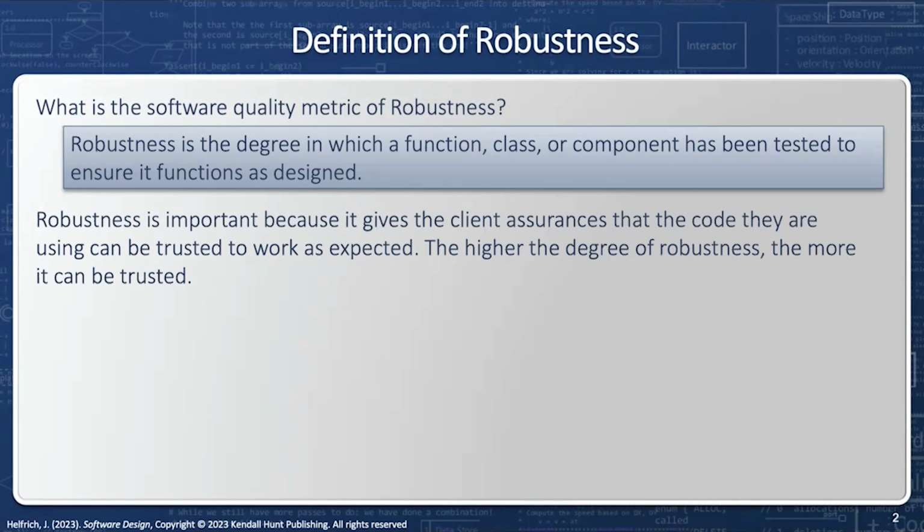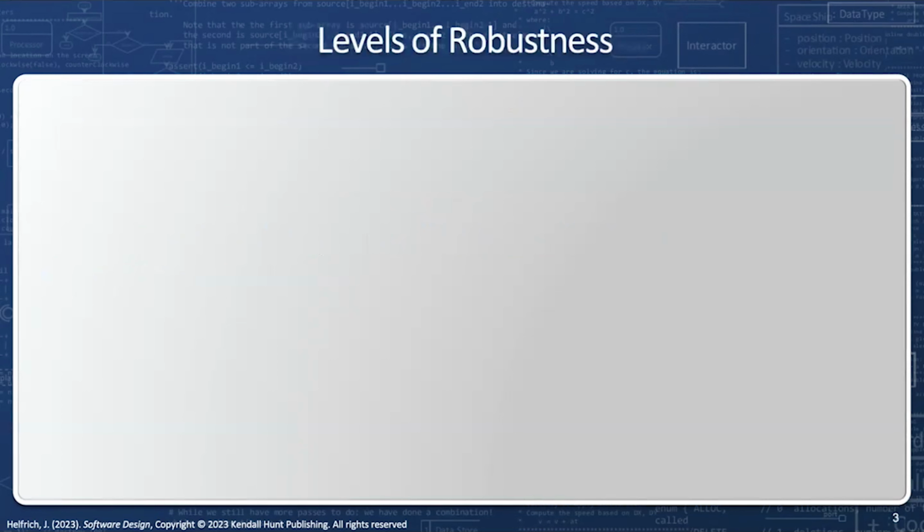Now, in this case, I want you to think of the client and the provider. The provider is the one who wrote the function, the class, or the component, and the client is the one using it. The client is also a software developer. Now, when you hook up someone else's code, how sure are you it's going to work the way you want it to? Well, robustness is the degree of assurance you have with that. And we have several levels of robustness.